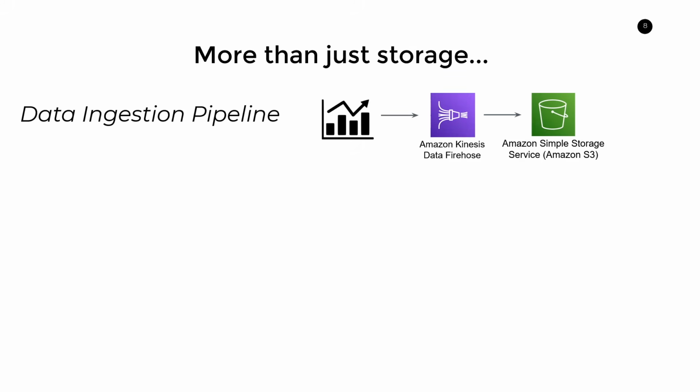So with S3 events, you can get notified whenever objects are created, whenever they're modified, whenever they're deleted, whenever they're replicated. There's a whole bunch of other ones as well, but I think those are the main ones. Now with that in mind, we can do some very interesting things.